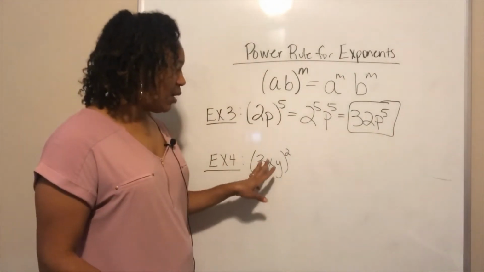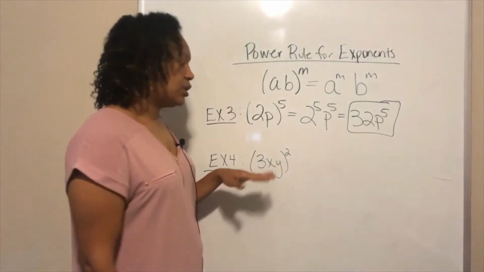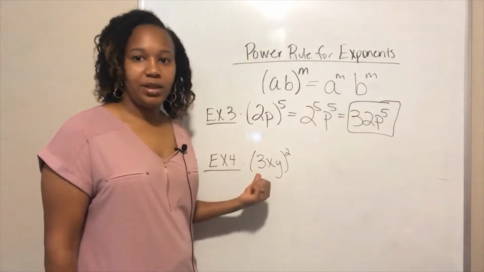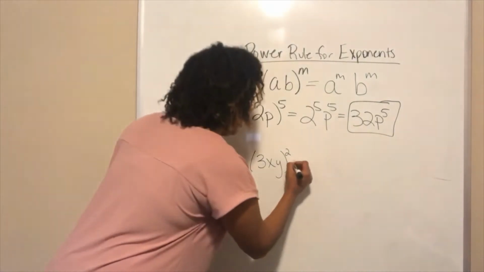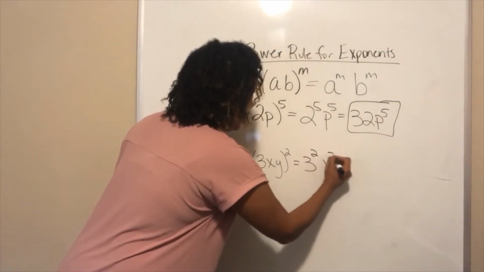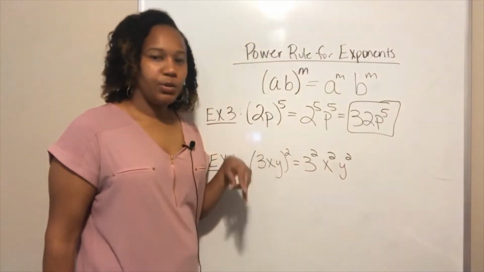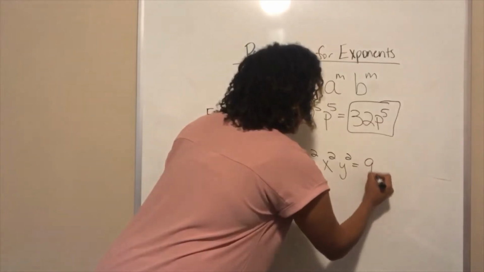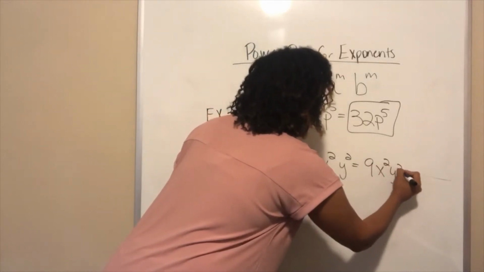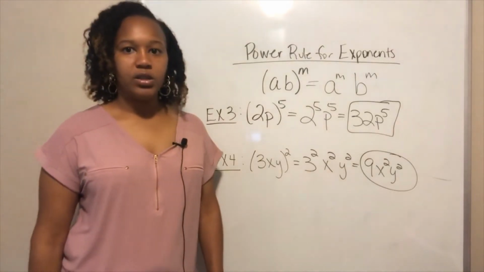Example 4, this time we have 3 things inside parentheses that's raised to an exponent. So just like I said earlier, regardless of how many things inside the parentheses, you raise everything in the parentheses to this power. So that's 3 squared, x squared, y squared. 3 squared, that's 3 times 3, which is 9. So that becomes 9x squared y squared. We don't know what x and y are, so we will have to leave it as x squared y squared.